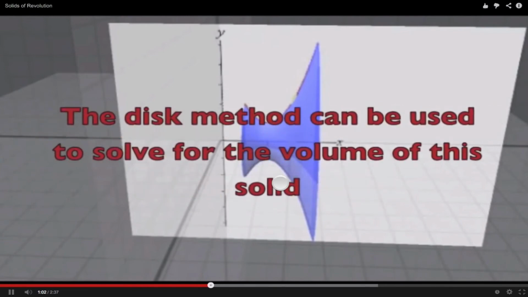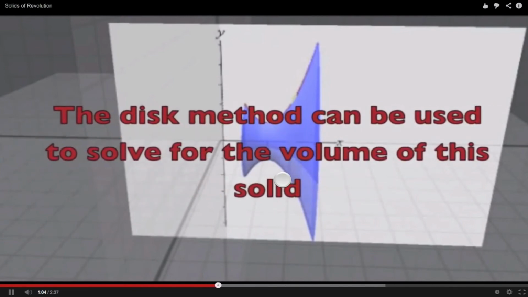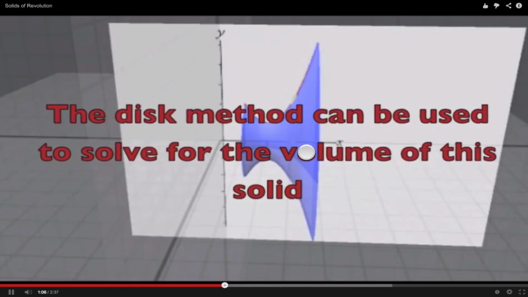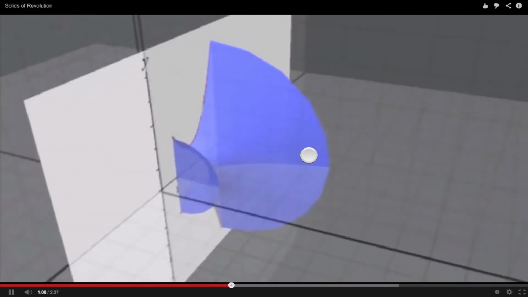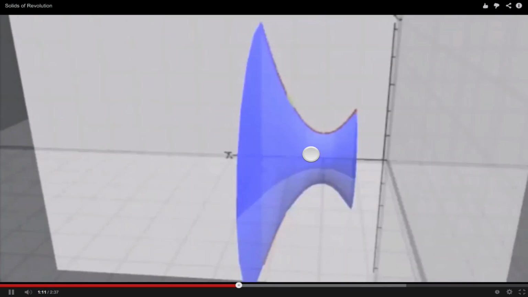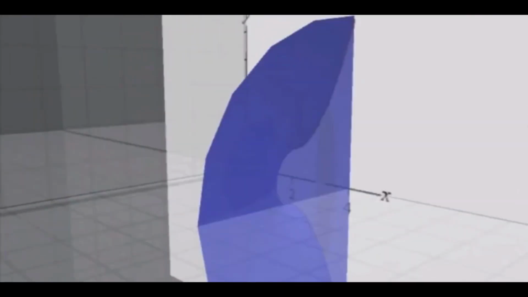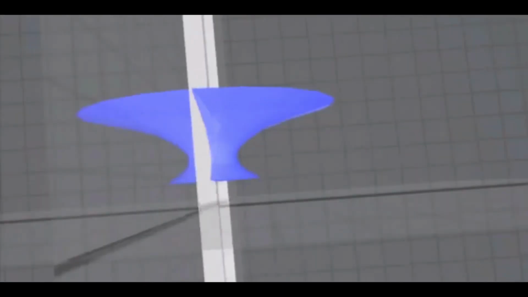So she's going to talk about a disk and a washer method. We just do disk methods, because really it covers all of the possibilities that you could have. But that's what it looks like.